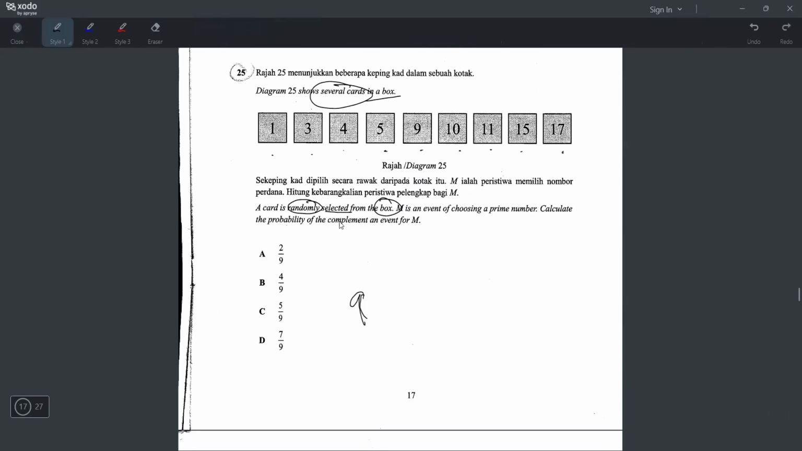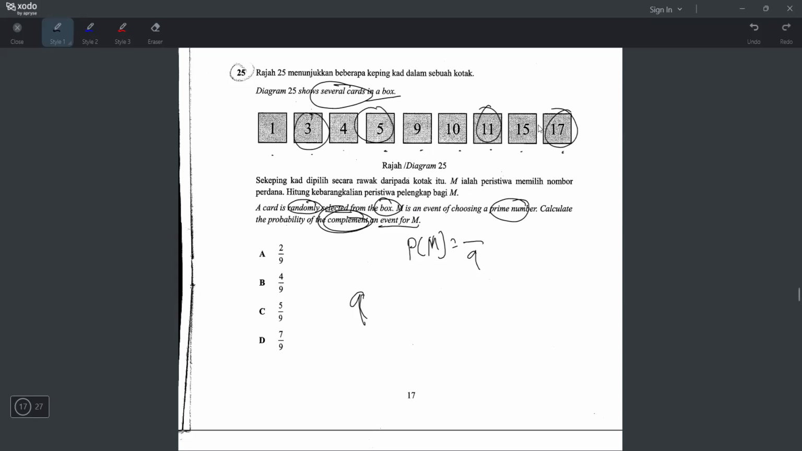Calculate the probability of the complement of event M. What is complement? Complement means except. Complement, except. It means we do not want M. Okay, what is the probability of M then? M is a prime number, right? So it must be over 9, because there are 9 numbers. But out of 9 numbers, which ones are prime numbers? 3, 5, 11, 17.